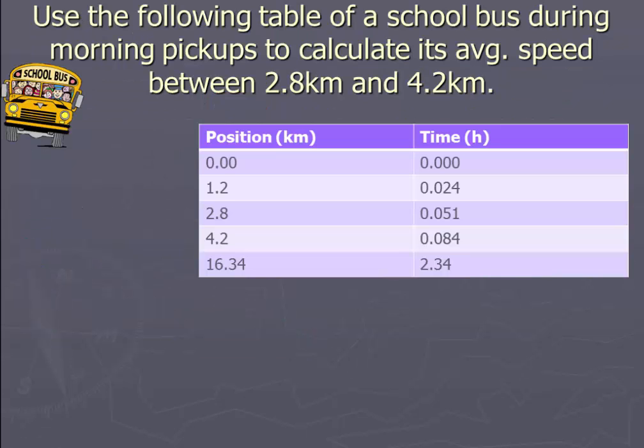Okay, so use the following table of a school bus during morning pickups to calculate its average speed between 2.8 kilometers and 4.2 kilometers. So here's our distances. These are the times. So we can label this as distance 1. This would be distance 2. This would be time 1. And this would be time 2.